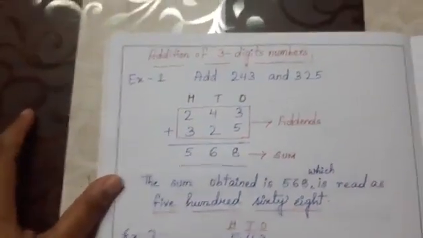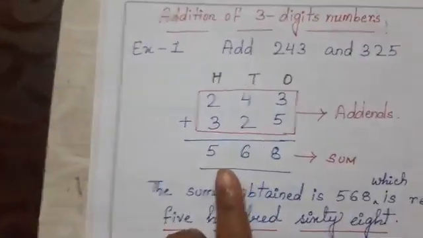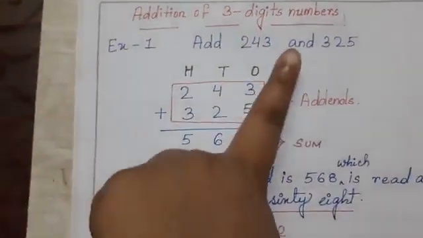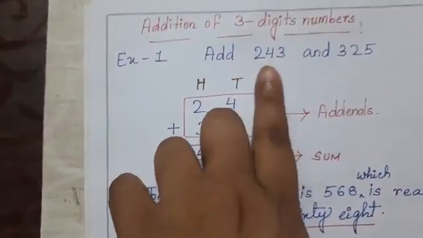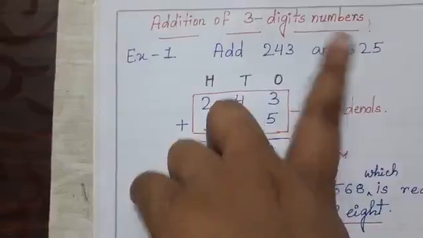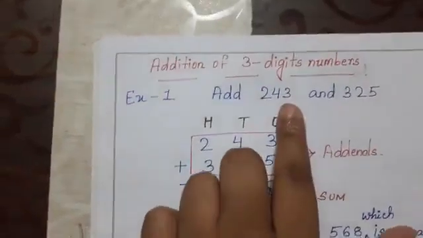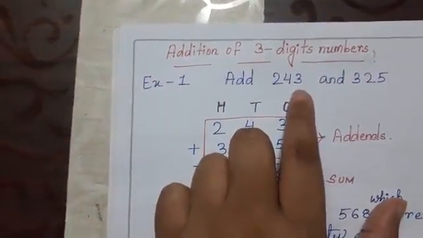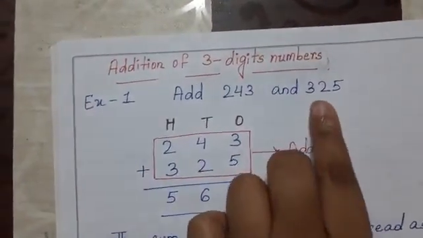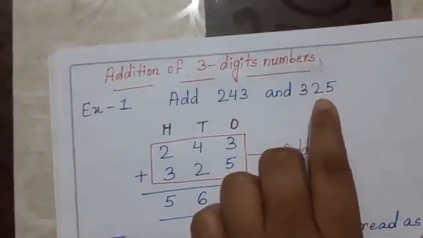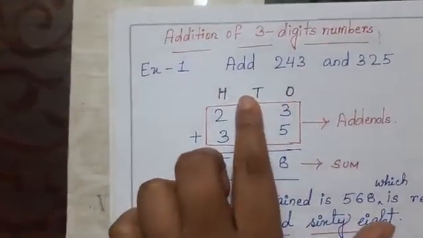Children, see, now we will add 3-digit numbers. I have taken 2 examples, example 1 and example 2. So first let's see our example 1, addition of 3-digit numbers. I have taken 2 numbers, 243 and 325. Both of them are 3-digit numbers. In 243, the 3 is in ones place, the 4 is in tens place and the 2 is in hundreds place. And in 325, the 5 is in ones place, the 2 is in tens place and the 3 is in hundreds place. So here I have written ones, tens and hundreds.